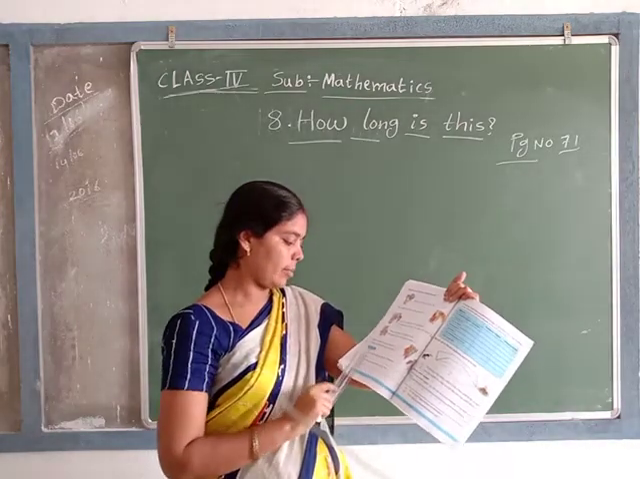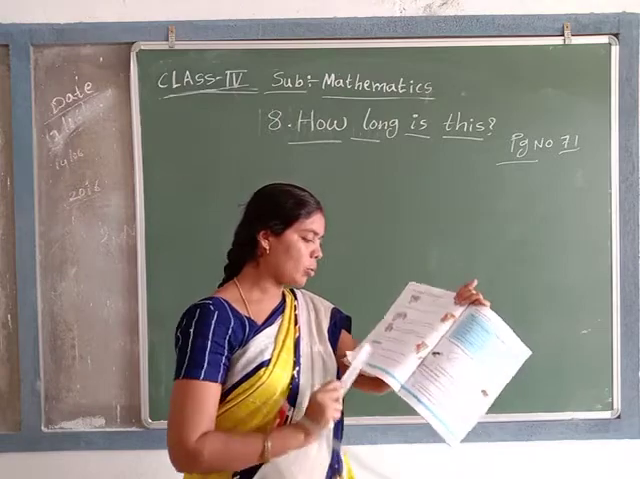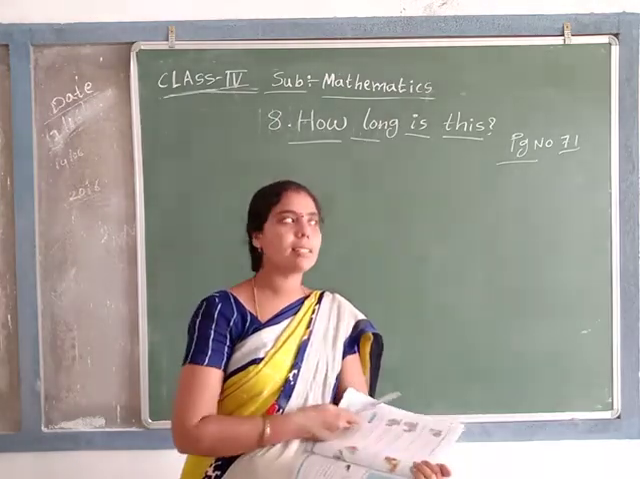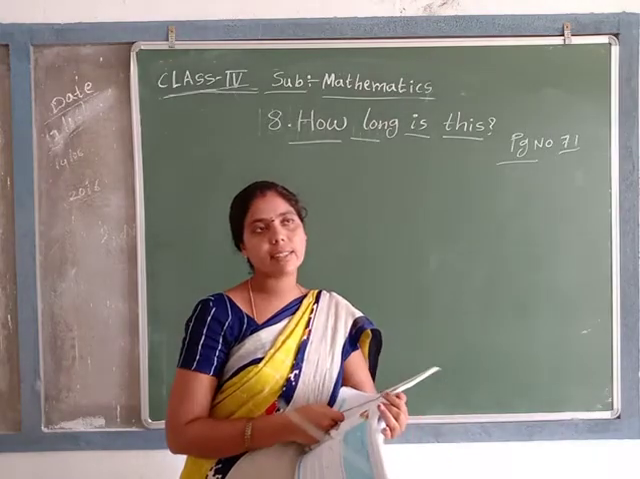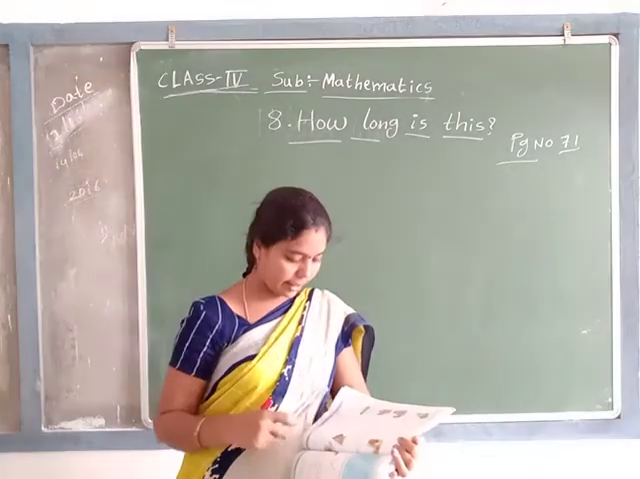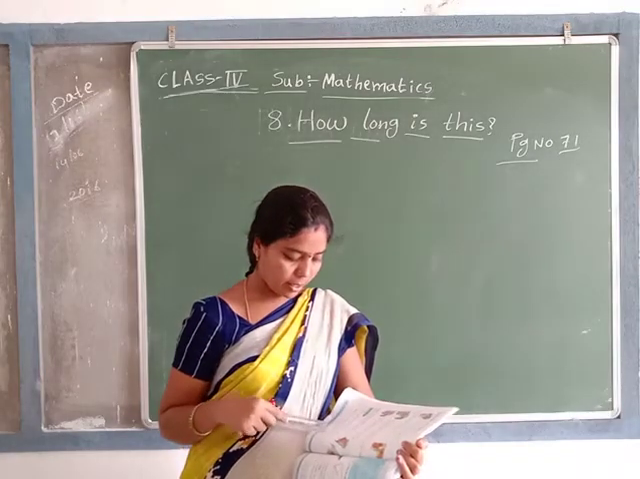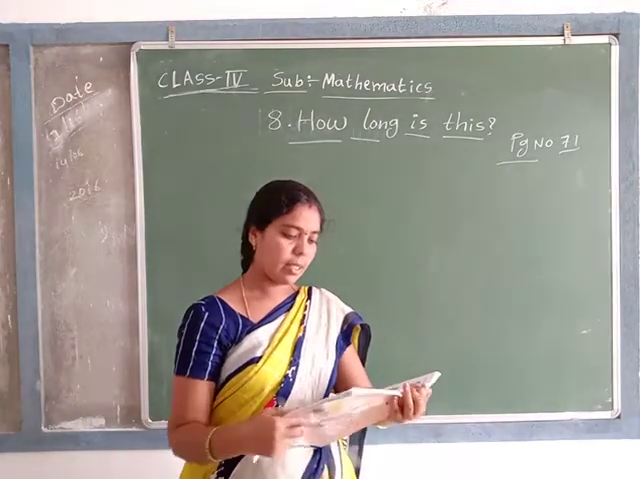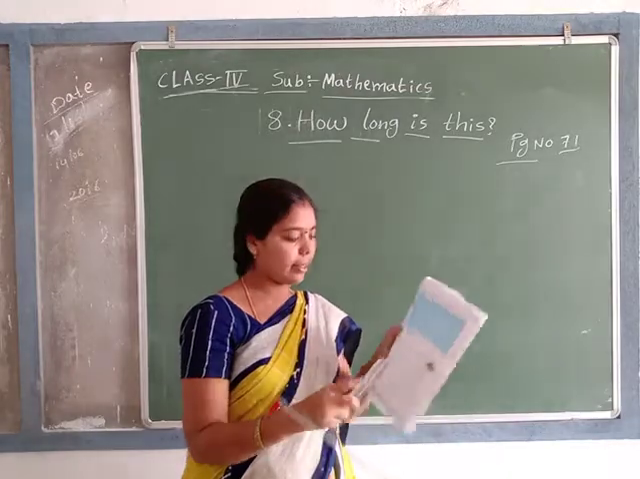Here also the same. Name 5 things whose length is less than 1 centimeter. You think and write. Length of about 15 centimeters, okay? Same, estimate it and do it.